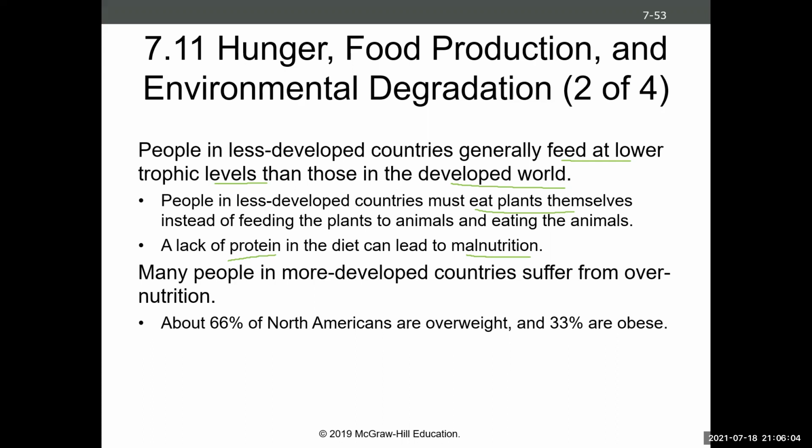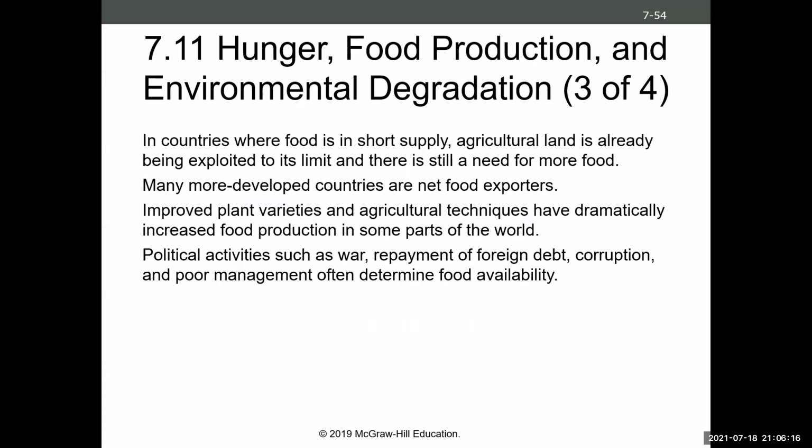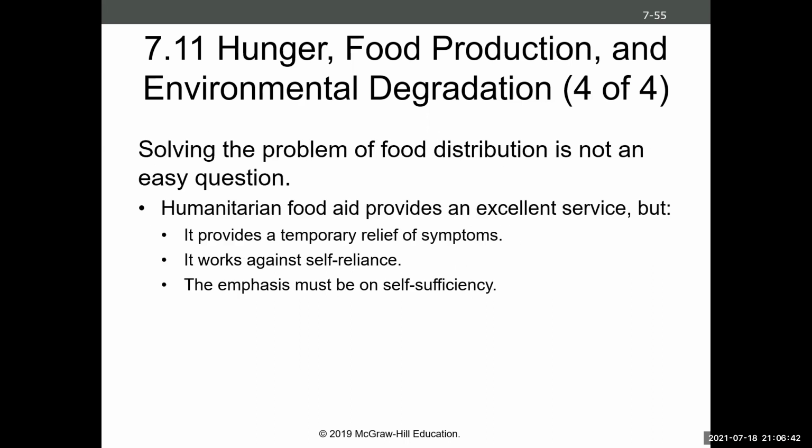And we see that Westerners, more developed populations tend to be overweight. And we see that a lot in North America and the US. And so, countries where you have this food shortage, agricultural land is pretty much already being overused and overexploited. And many more developed countries are basically those net food exporters. And so just getting better at getting that food to those poor countries is a big way to get at that hunger and food issue.